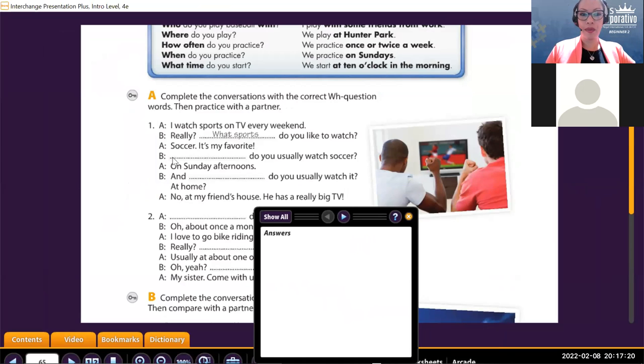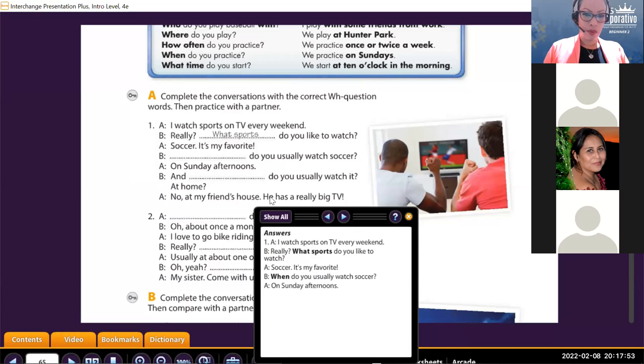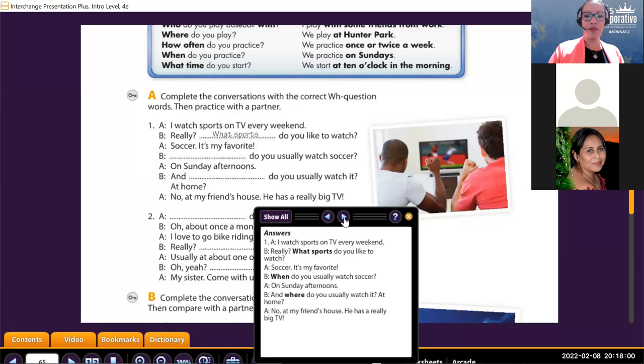The second space, what do you have there? After soccer, it's my favorite. When do you usually watch soccer? Excellent. When do you usually watch soccer? And then an answer is on Sunday afternoon. Okay, what comes next? And where? Yes, that's correct. And where do you usually watch it? At home? No, at my friend's house. He has a really big TV.